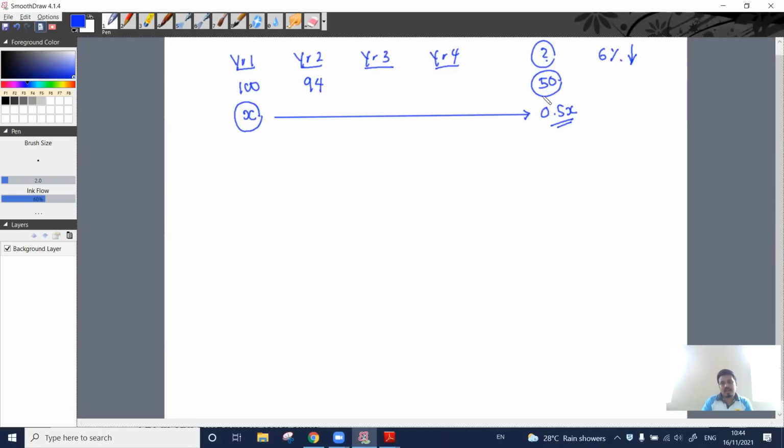After how many years does x become 0.5x? Right? That is what we are going to look for.